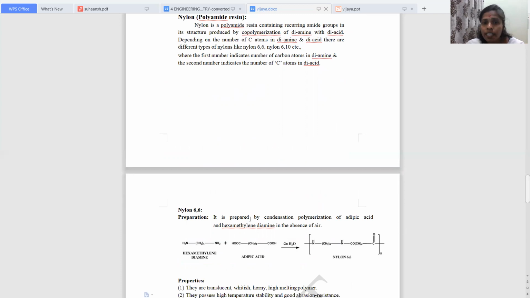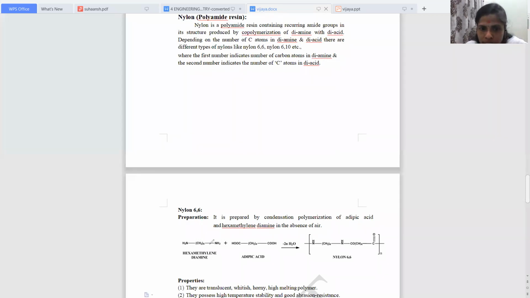Nylon 6,6 is prepared by the condensation polymerization of adipic acid and hexamethylene diamine in the absence of air. It is synthesized by the condensation polymerization of hexamethylene diamine and adipic acid. So let us see what hexamethylene diamine and adipic acid are.